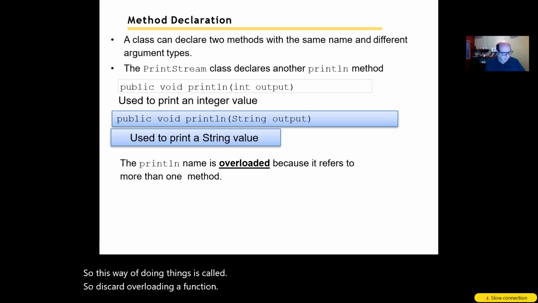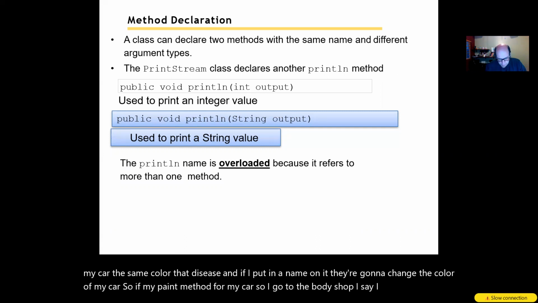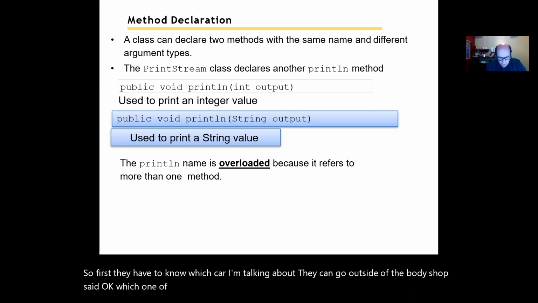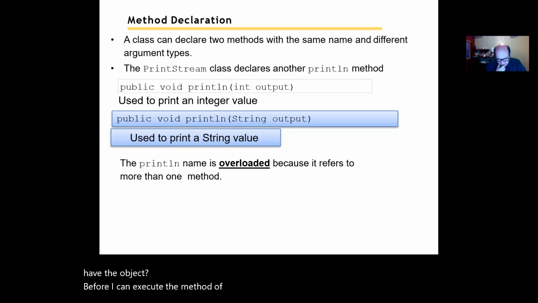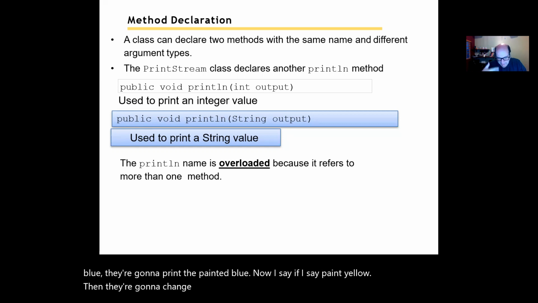So in my example, for the car, I have a paint method that if I leave it blank, they're going to paint my car the same color that it is. And if I put a name on it, they're going to change the color of my car. So I go to the body shop, I say, I want to paint my car. First, they have to know which car I'm talking about. They can go outside of the body shop and say, okay, which one of these cars is yours? So I have to have the object before I can execute the method of paint. Now, if I don't say anything, they're going to paint it the same color that I have. So if my car is blue, they're going to paint it blue. Now if I say paint yellow, then they're going to change the paint from blue to yellow. So same method, same name. One has no parameter, the other one has one parameter.